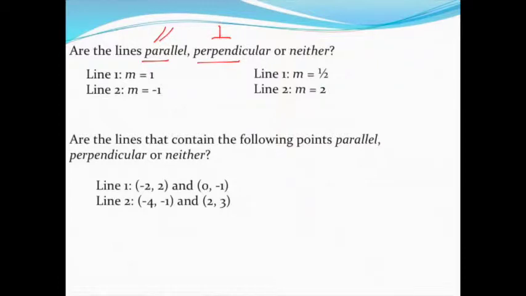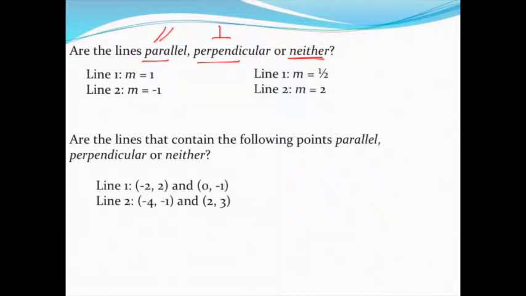Perpendicular lines are going to be lines that have slopes that are opposites, meaning one's positive and one's negative, and are also reciprocals, meaning they are fractions that have been flipped around. So we have to make sure both parts of that are true to be perpendicular: opposite signs and reciprocals. And if neither of those things are true, then those lines are just nothing. They're just two lines that intersect.